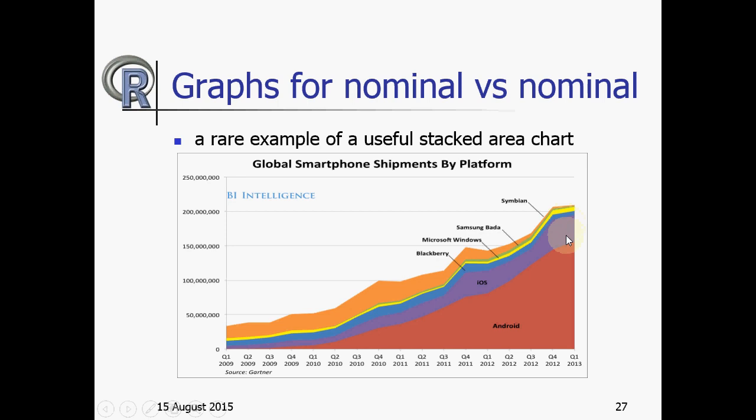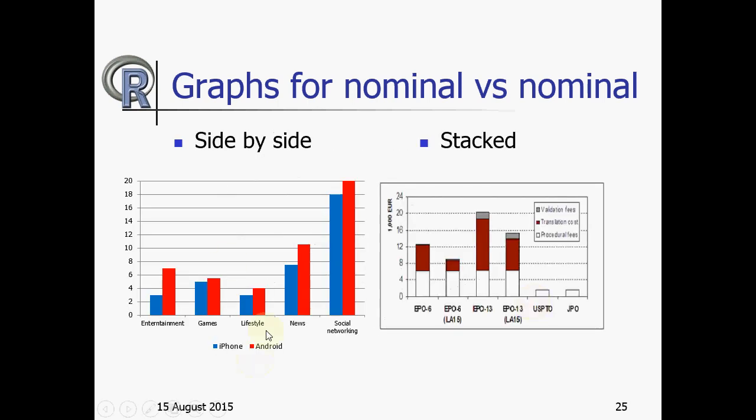While iOS, you can see that in total it hasn't shipped so much, but it maintains a constant, almost regular shipment. Symbian is going to die, obviously. BlackBerry is slowly going to die. And Microsoft Windows, now it's 2013, now it will be much larger. So this is one of the rare examples in which a stacked area chart is useful, but honestly, usually I remain with this one and sometimes with this one.